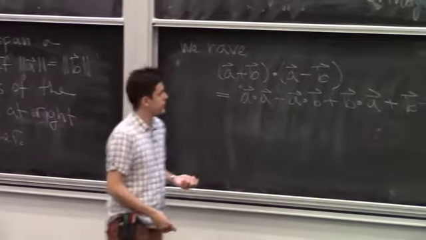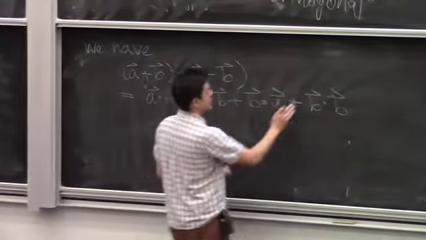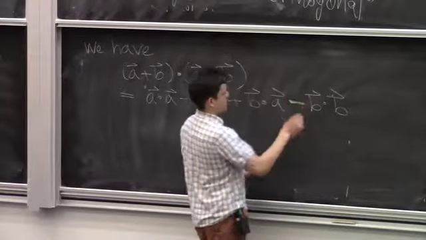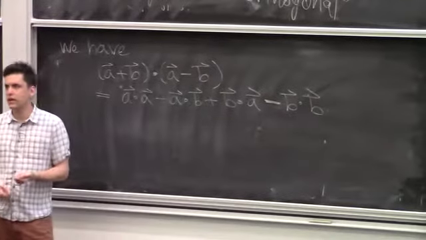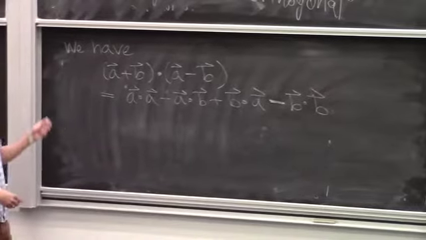Yep? It's minus b dot b. Ah, it is minus b dot b. Yes. Good typo check. Okay, sweet. So we're here.